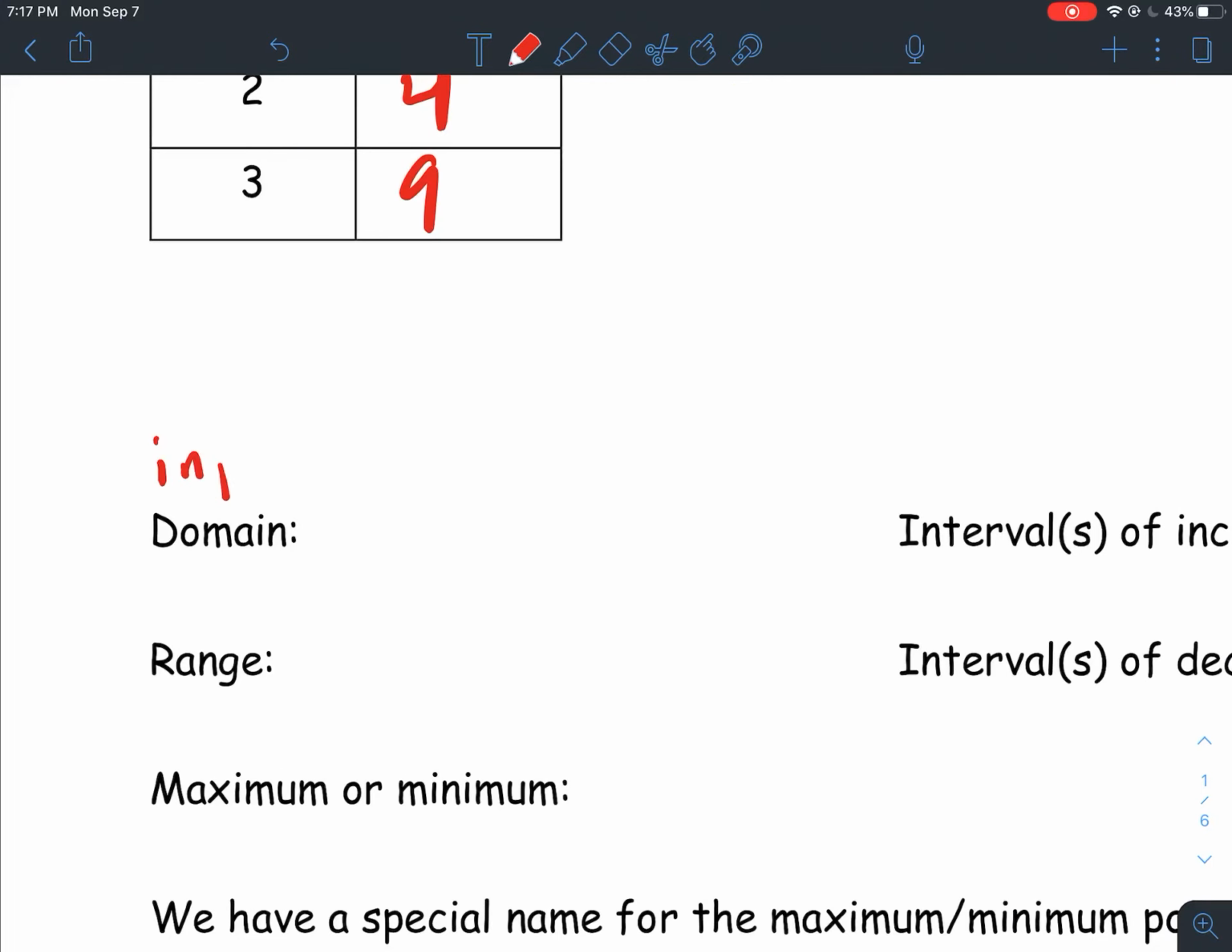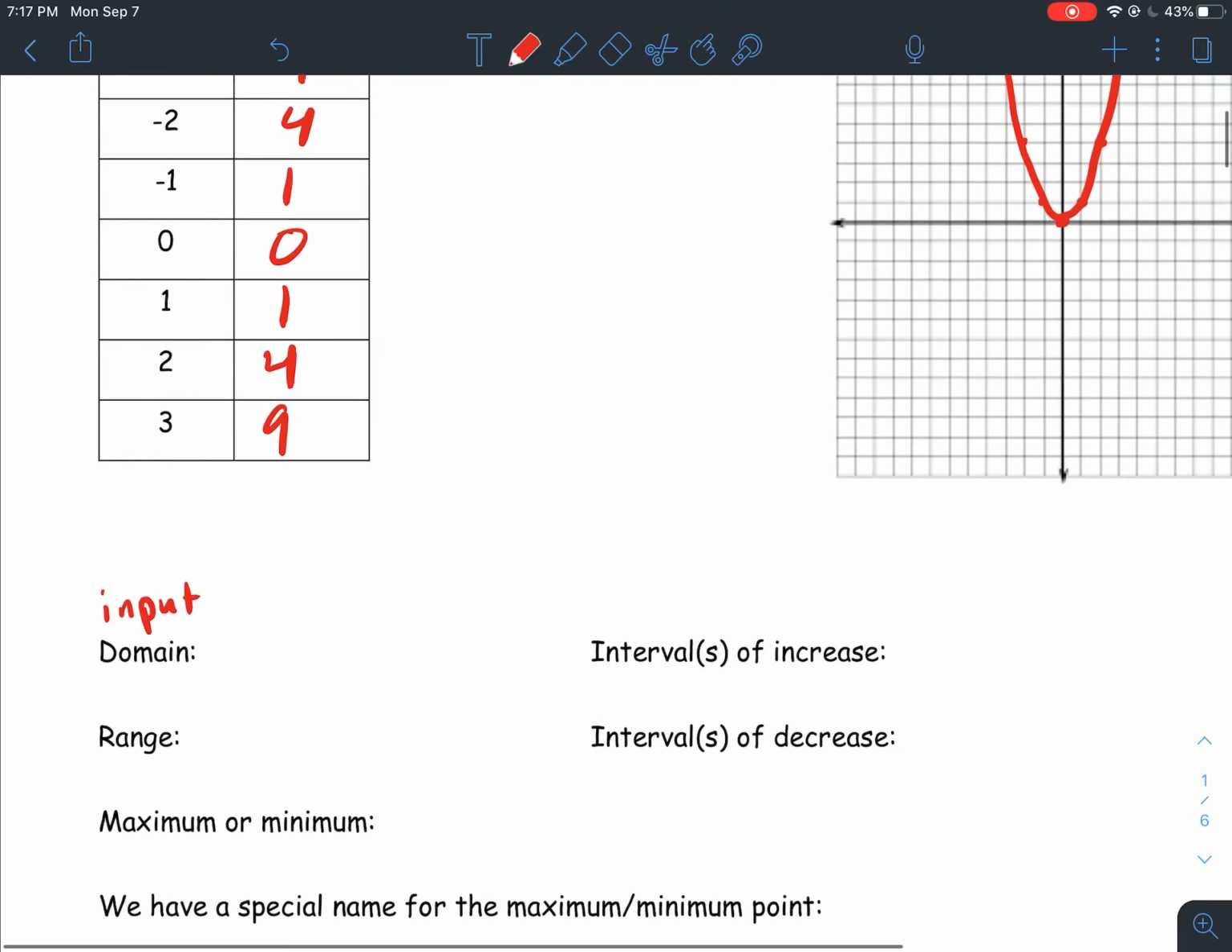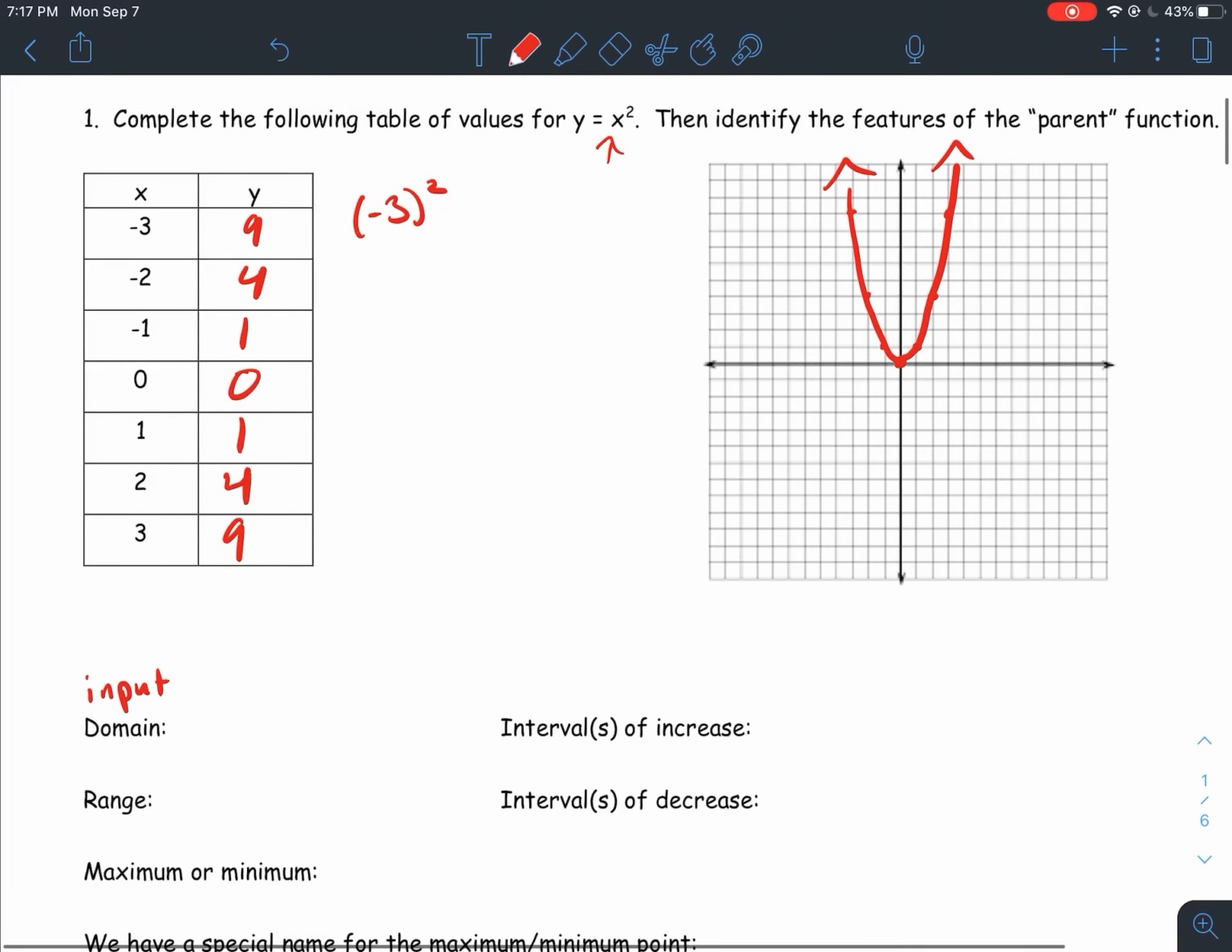So for the domain, if you recall, the domain is the input values. Now, is there any number you could not plug into this function? No, you could plug any x value into this function. You could go to negative x values, positive x values. You could plug in anything. So the answer should be negative infinity to positive infinity.